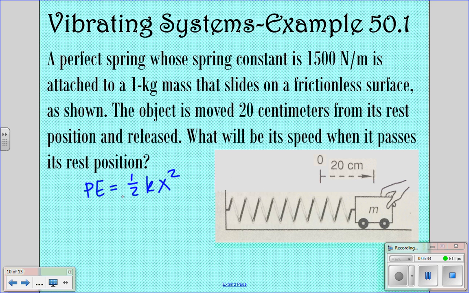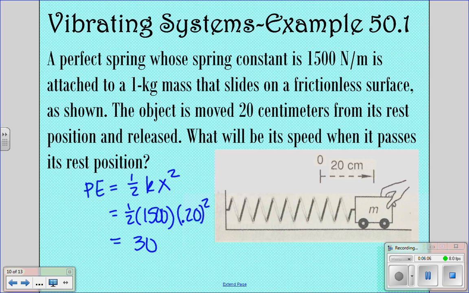Okay, so our k is our spring constant, which they told us was 1500, and the distance is 20 centimeters, so 0.2 meters. You don't really need that zero there. 0.2 meters squared. And so if you solve that, you'll get 30.